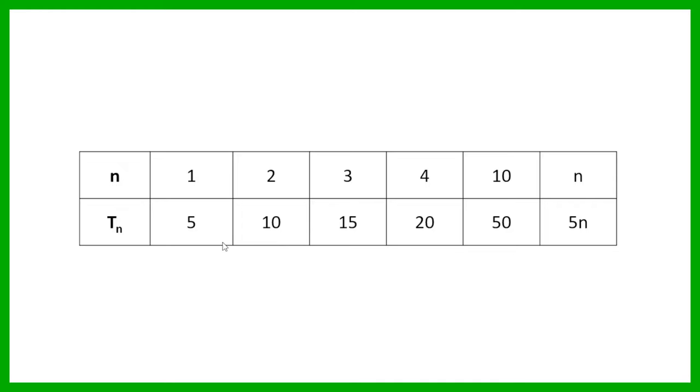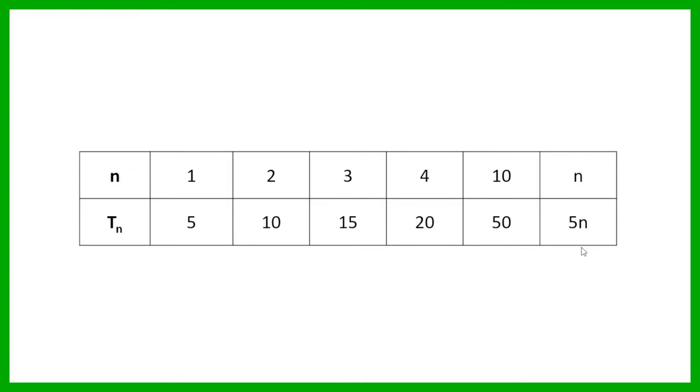20. When you're representing a sequence in a table, you're able to put non-consecutive terms next to each other in the table, and you can leave out terms in between. So like over here, you've got the fourth term and the 10th term, and the 5th to 9th terms have been left out in between.